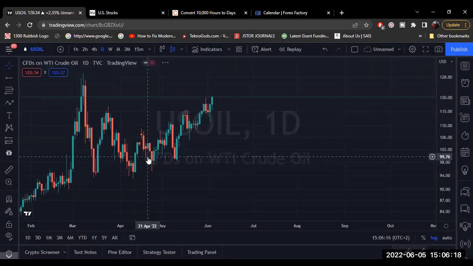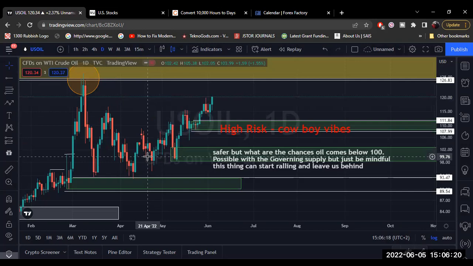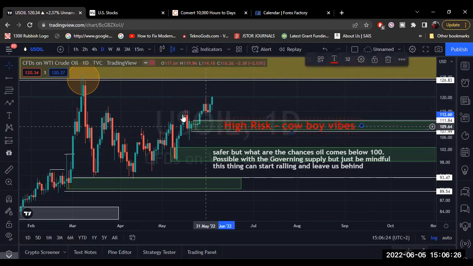Spoke about crude oil last week. I would know. Through these areas for you, I said high risk, cowboy. Wait for something, an imbalance. The market came and gave us an imbalance on Thursday. The market started to explode to the upside. Simple, clean trade.